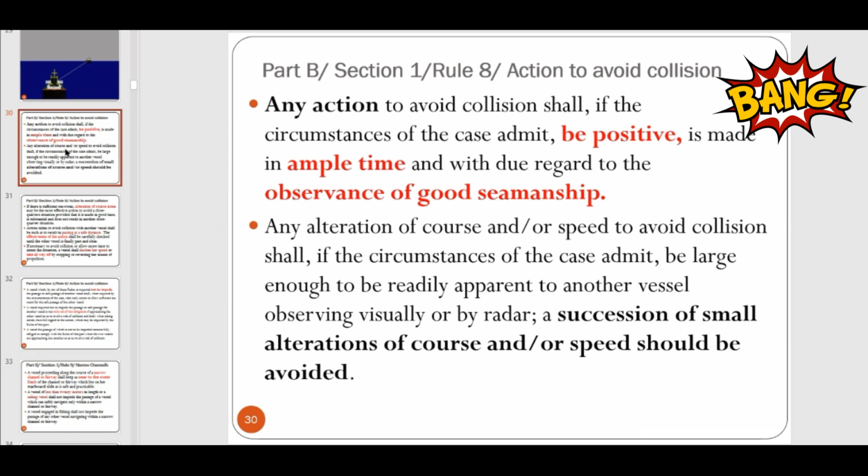You should give a large alteration, so that it will be obvious to that other vessel that you have altered or reduced speed. But if you make a small one, it will not be obvious to the other vessel. So you must ensure that when you alter or reduce speed, it should be large enough, so that the other vessel can see you by radar or visually. Got that?